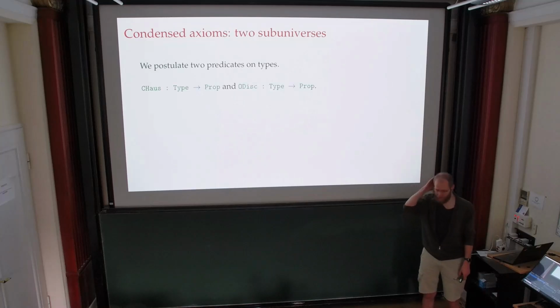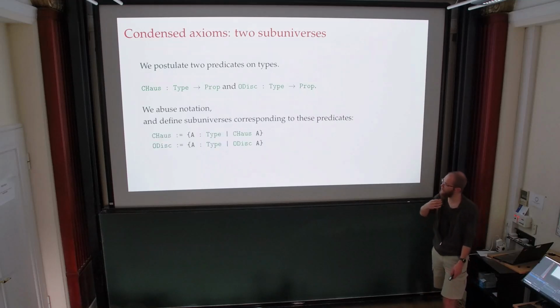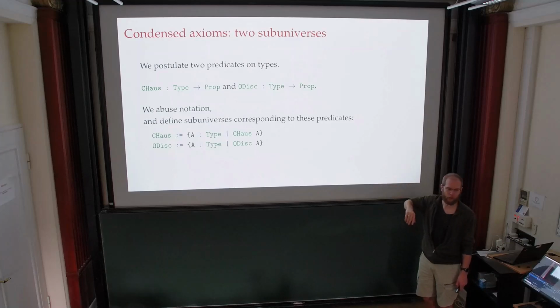Anyway, so we have two predicates. One is called CHaus, and the other is called ODisc. If you want, you can read etal instead of ODisc. And we abuse notation and consider these predicates also as subuniverses. So we'll say that X has type CHaus when we mean X is a type and it satisfies the CHaus property.